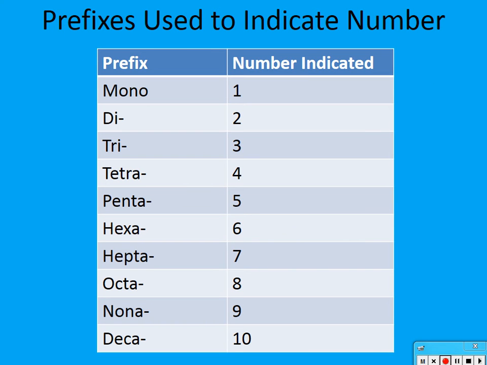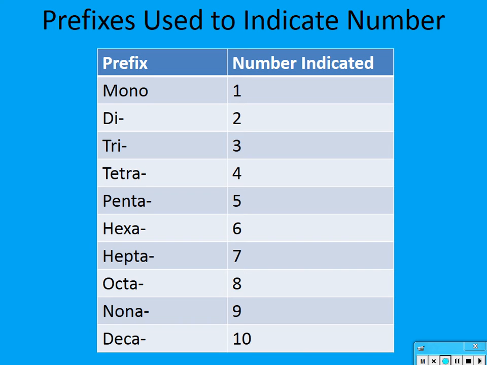Okay, I've got this in the guided notes. You're supposed to tell me what mono means. How many does mono mean? 1. Okay, what's the prefix for 2? Di. What's the prefix for 3? Tri. So mono, di, tri. 4 is a little bit different. What's the prefix for 4? Tetra. Okay, we're just going to have to remember that. 5. Penta, like a pentagon. So that one's kind of more easily remembered.